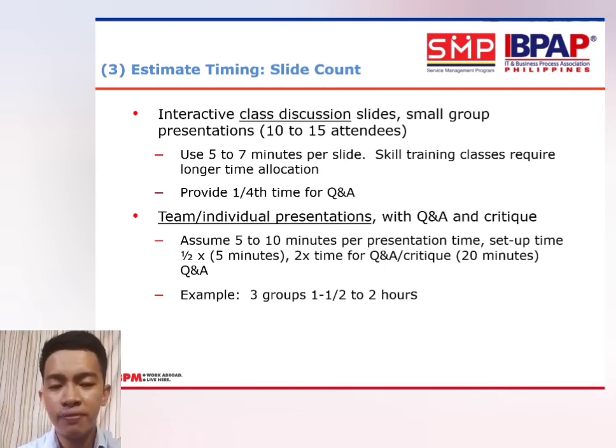Team or individual presentation with Q&A. Critique: assume 5 to 10 minutes per presentation. Time for setup: 1/2 times 5 minutes. 2 times the time for Q&A. Critique 20 minutes Q&A. Example: 3 groups, 1.5 to 2 hours.